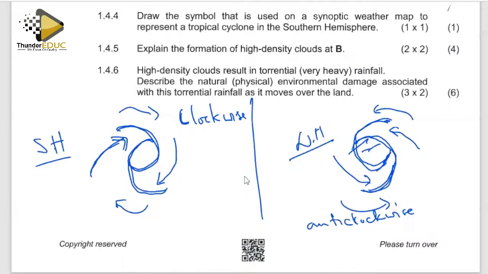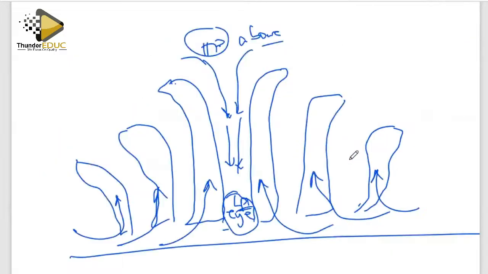And you tend to find that the focal point here is shaded. The central part will be shaded. But what matters most is to know how these rotors are inclined. Right, let's move on to the next question. Explain the formation of high density clouds at B. We go back to our illustration. Our B is here, just outside the eye wall. We are saying there are dense clouds here.